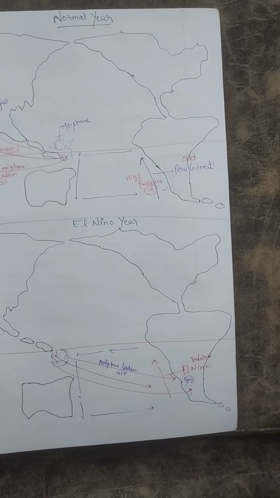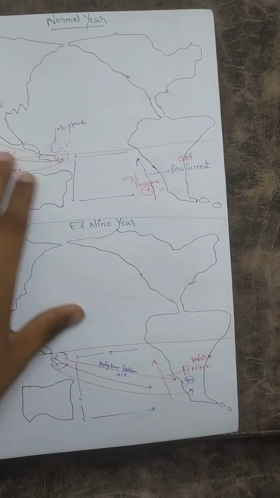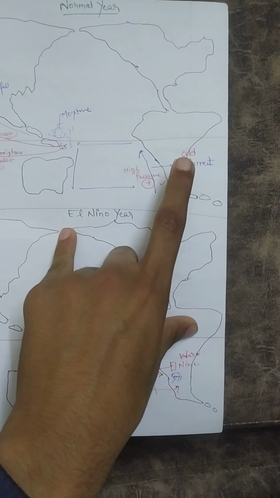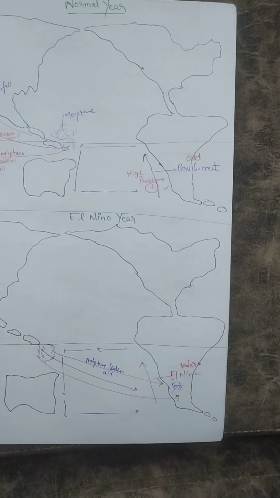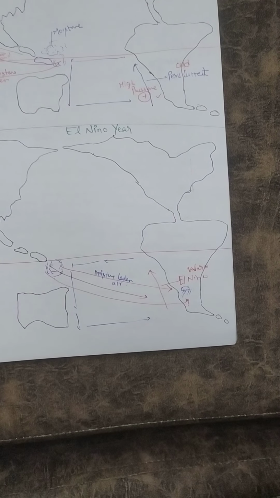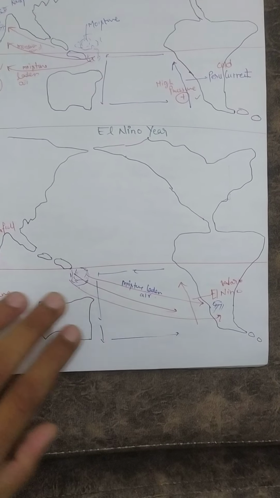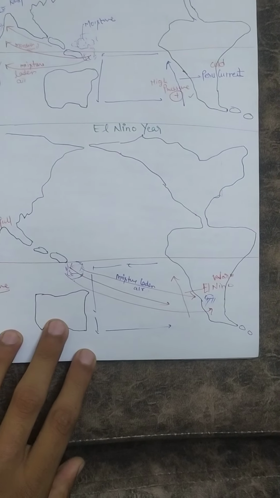This causes monsoon in India. These are the monsoon winds that come to India. And here Peru, Chile and South America are deprived of rainfall in this region. But occasionally, Peru currents are replaced by warm El Nino currents. Here, this is another map when an El Nino year occurs. This is an El Nino year.